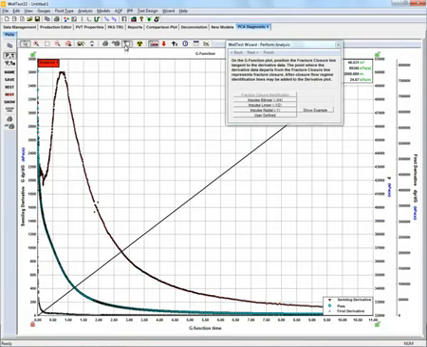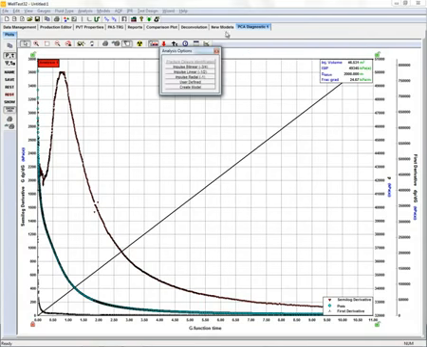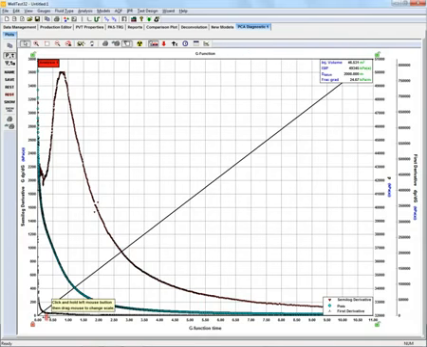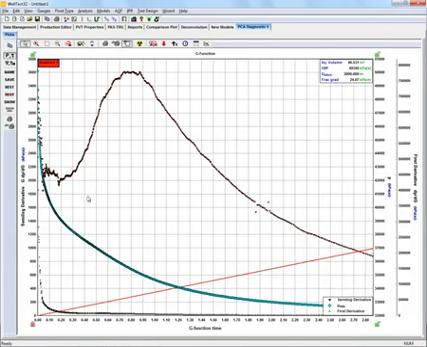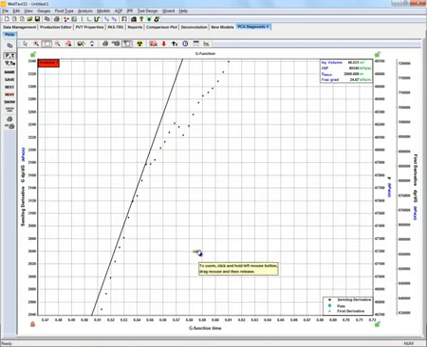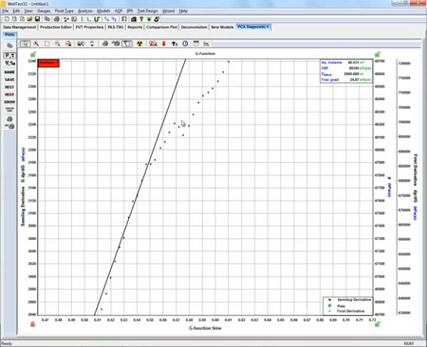Now, the first step of the analysis is to identify closure. And we do this by taking a look at the G function plot. And by moving this line so that we line it up to the straight line trend in the derivative data, we're looking for the point of departure from that straight line trend. And that is our fracture closure.